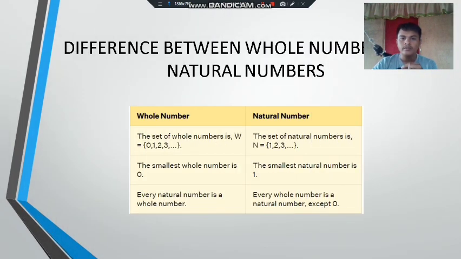Difference between whole numbers and natural numbers. Whole numbers: the set of whole numbers is W equals {0, 1, 2, 3}. The smallest whole number is 0. Every natural number is a whole number. Natural numbers: the set of natural numbers is N equals {1, 2, 3}. The smallest natural number is 1. Every whole number is a natural number except 0.